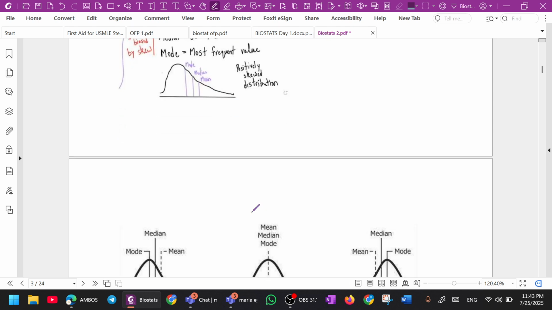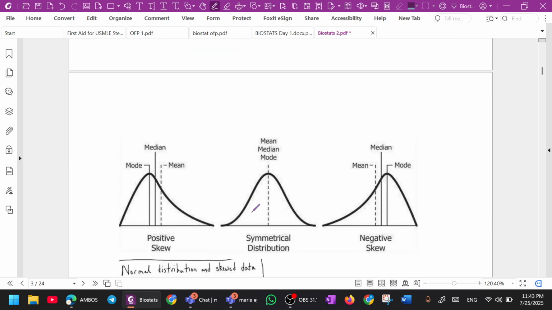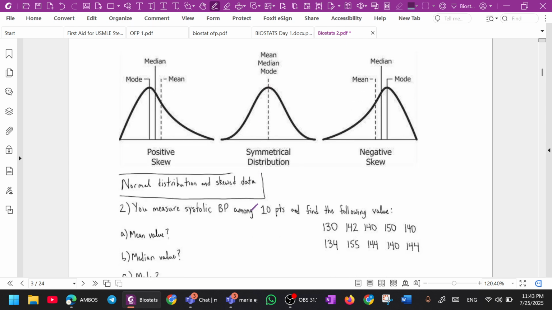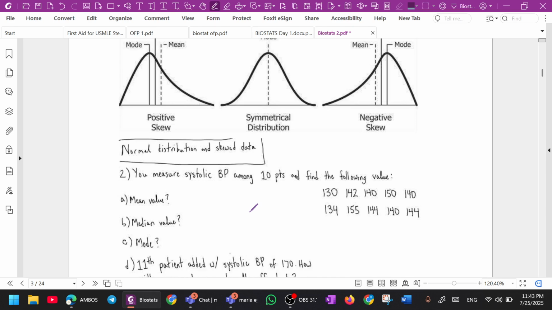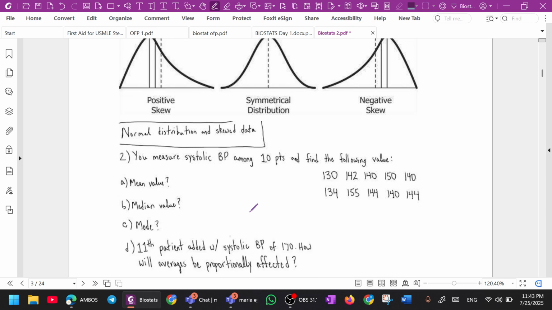Okay. So this will be positive, so the tail is going there. This will be negative skew, so the tail is going there. And you see, even in the negative skew, the mean is first, then median, mode. Here, the mean is first, then median, mode, so it's always mean, median, mode.